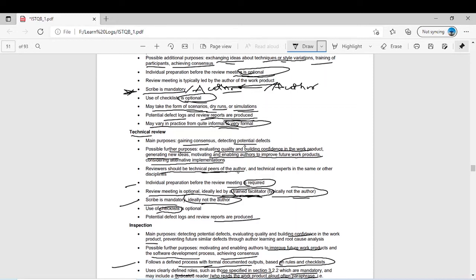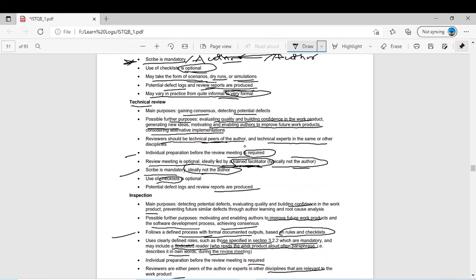Reviewers should be technical peers of the author, as I told you, and technical experts in the same or other disciplines. Again, individual preparation before the meeting is required. In walkthrough it was optional, but in technical review it's mandatory, because in technical review the author will not explain with scenarios and dry runs how his or her work product is written or developed. You have to know. The review will be initiated after the planning, and documents will be given to the reviewer, and a well managed time to prepare.